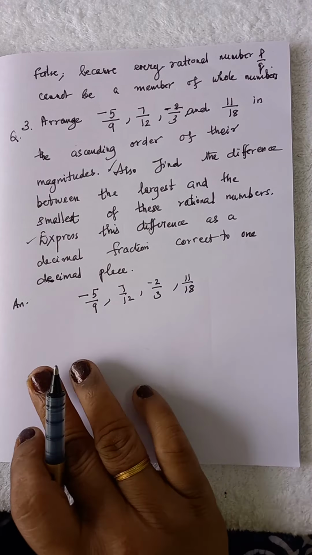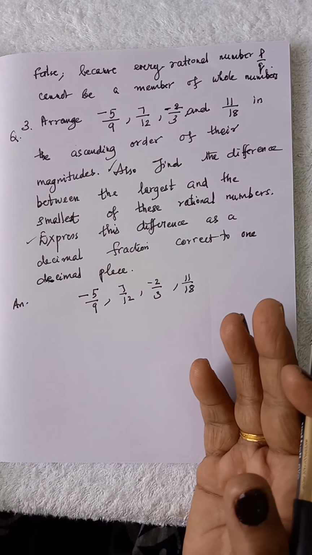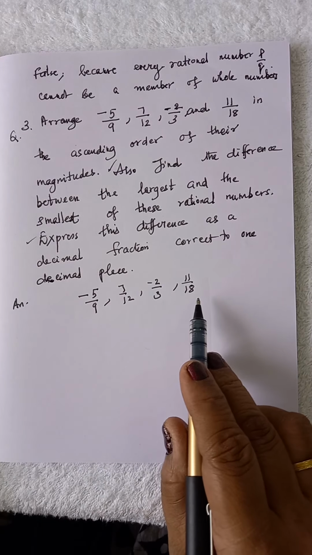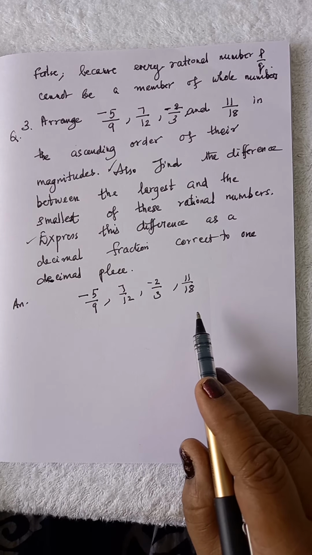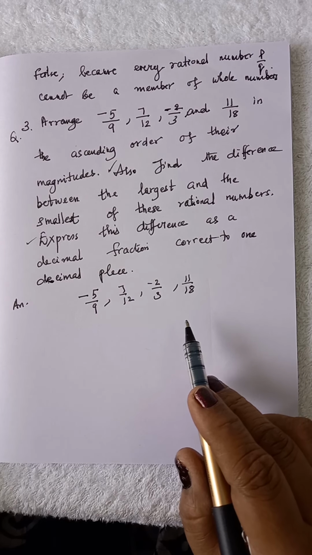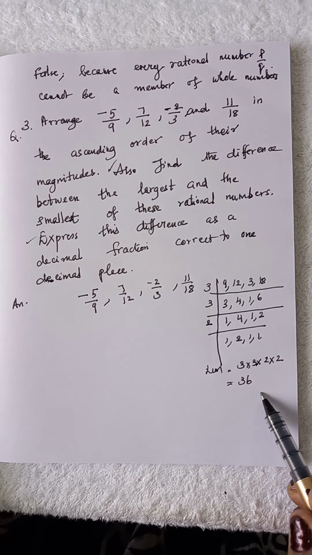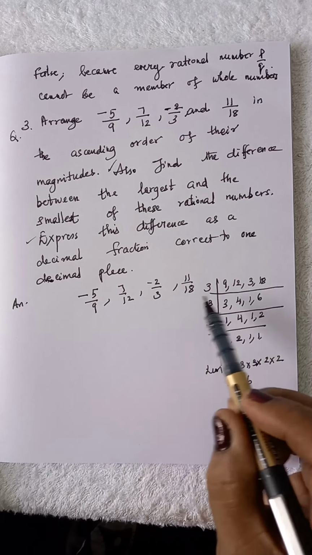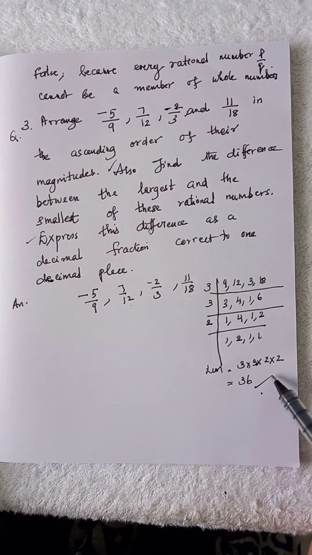We cannot arrange in ascending order directly because their denominators are different. So we can find the LCM of the denominators. Here the LCM is 36. So we can make the denominator of each of these as 36.